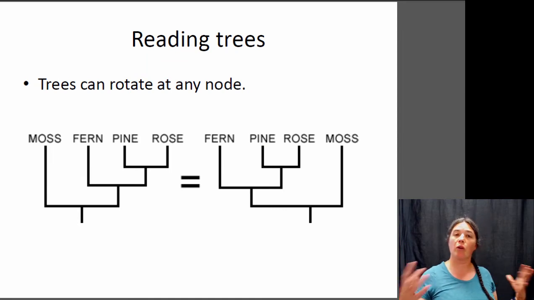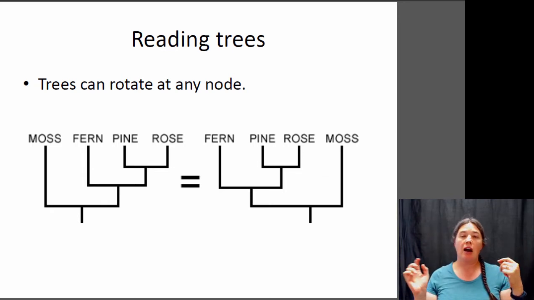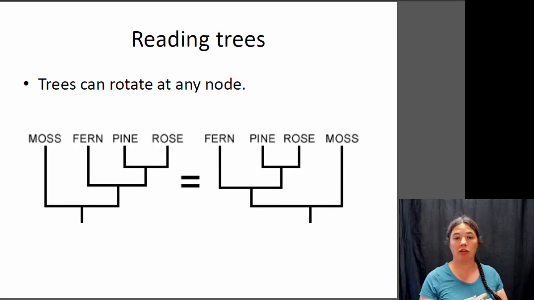Trees also can rotate around any node. It doesn't matter what order you put the things within the tree. They're all exactly the same. If you're looking at these two trees, they are exactly the same as each other, even though the organisms in the trees are arranged in a different order. If you look at this tree, the two sister species, the pine and the rose, are more closely related to each other than to any other organism, and that's the same in both trees. And then pine and rose are more closely related to fern than they are to moss. They share a common ancestor that is less far back. There's the common ancestor.